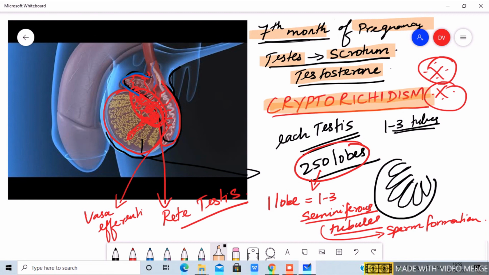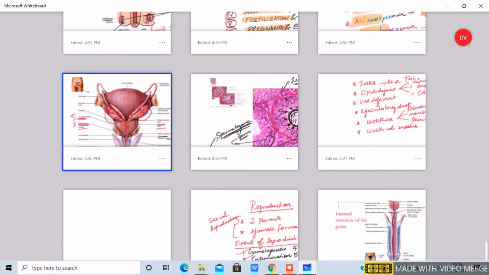Hyperthermia. Generally the purpose of the scrotum is to maintain a lower temperature so sperm production becomes ideal. If the testis does not descend and remains in the abdominal cavity, what happens? It suffers hyperthermia. Hyper means more, thermia means temperature. Because of that, sperm formation will not happen. So that is one important thing which we learned here.